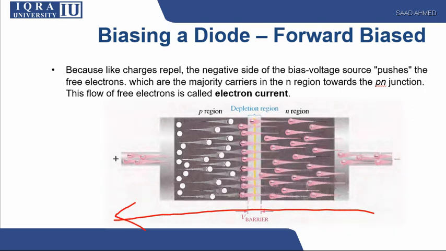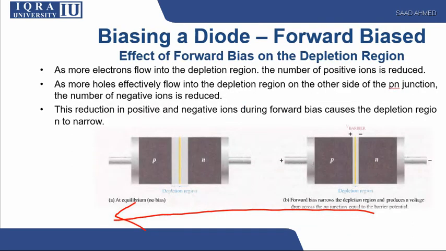Okay, we will continue from here. We can see the effect of this forward biasing, and the effect is that the depletion region, which is present initially in the middle of the two regions, collapses and the current starts flowing through it.